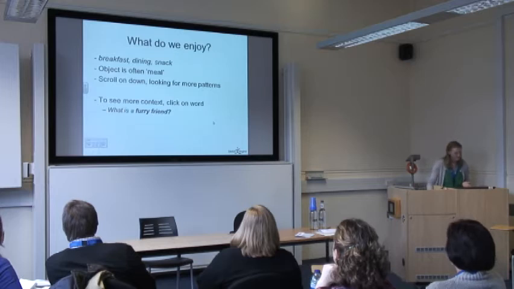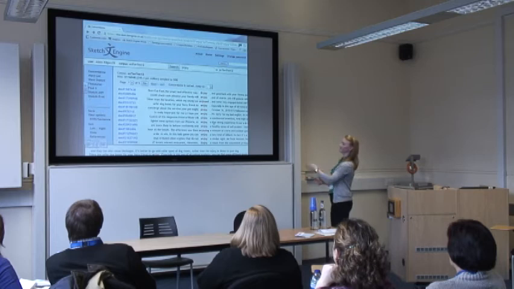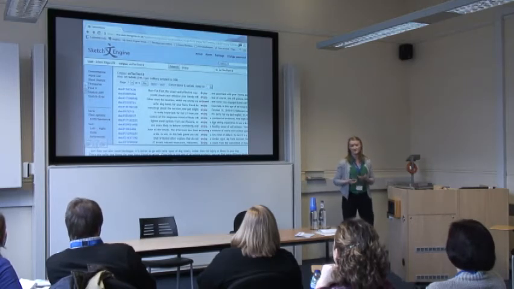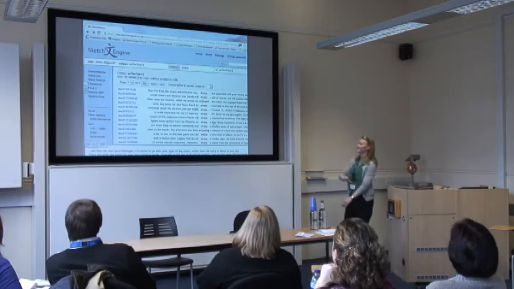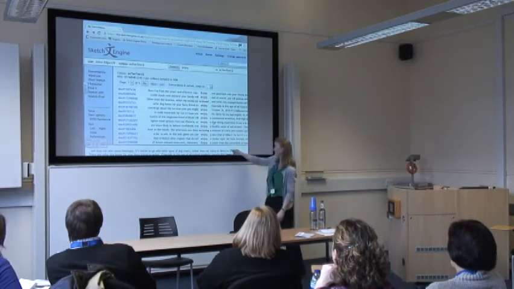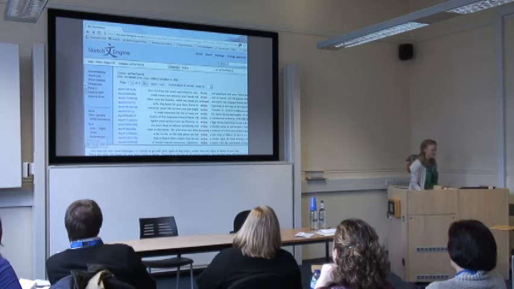What is a furry friend? So on the fourth concordance line on the left, safe dog bones for your furry friend to enjoy. It would be, for a learner of English, perhaps a bit confusing, so you might want to find out what furry friend is. If there's something in the context that you don't understand, simply click on the instance and it will expand the context. So I'll show you that now.